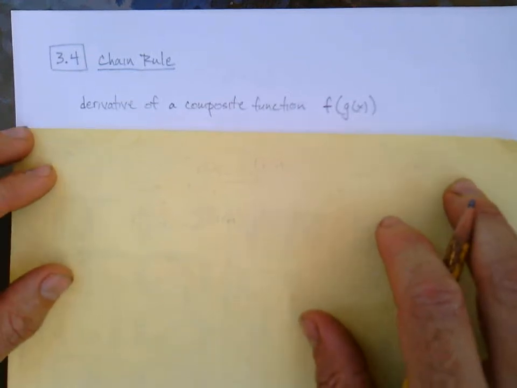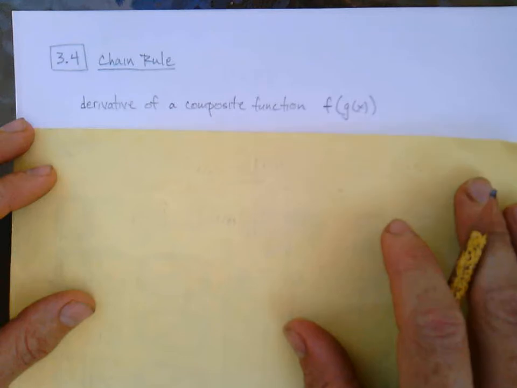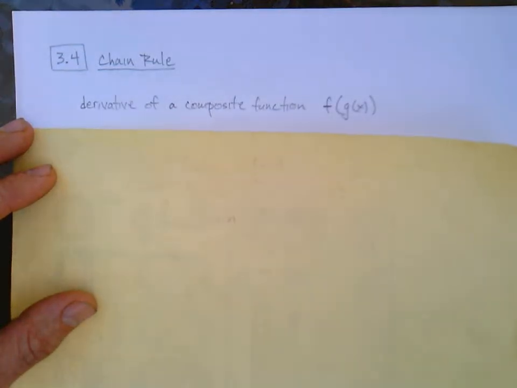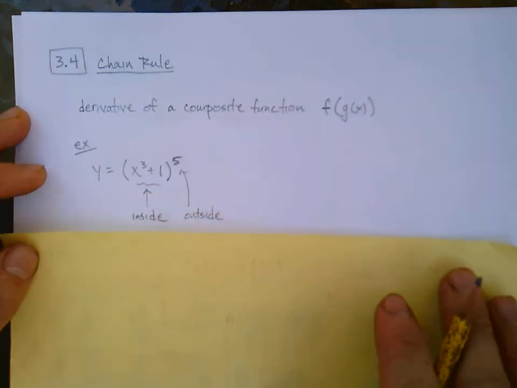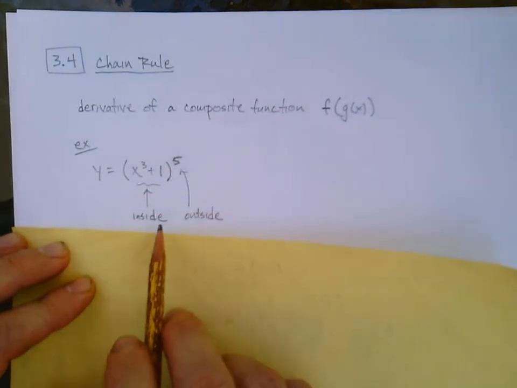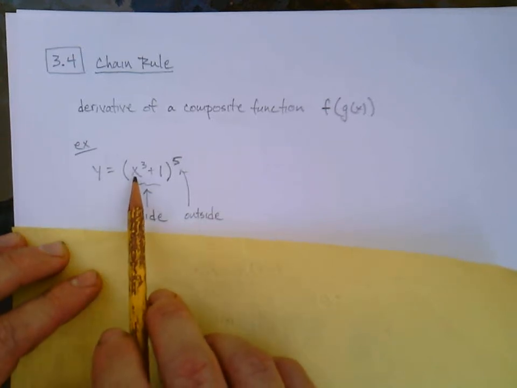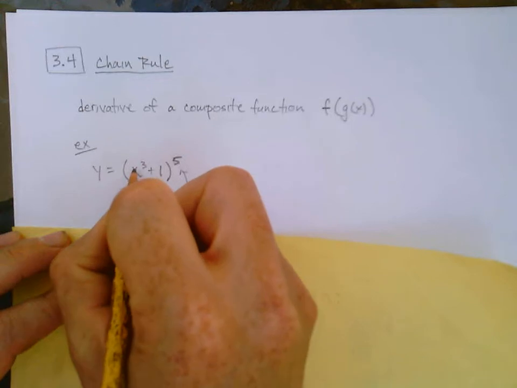So, it's kind of not your typical operation. It's not addition or subtraction, it's a composite function. Okay. Let's look at a couple of examples of composite functions, then we'll see the rule, then we'll go for it. So how about this? And kind of ignore what I wrote here for a moment. y equals (x to the third plus 1) to the fifth.